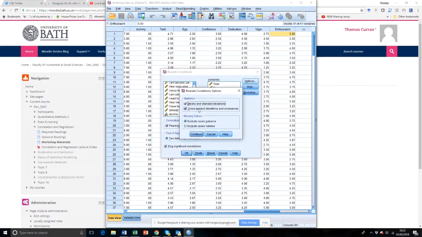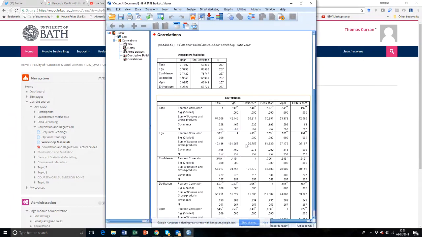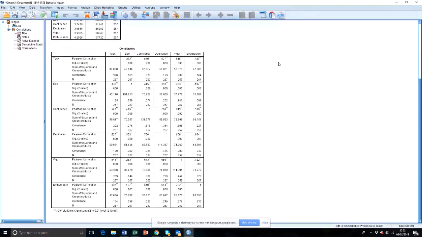Once we've got our mean level statistics and our cross products, we're just going to click on OK, and what you'll find is a table that looks something like this. Now, this information here tells us essentially what the relationships are between the variables. So you can see here that the relationship between task orientation and ego orientation is about 0.33. You see the sum of squares.